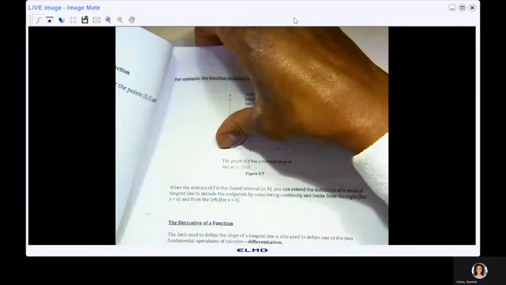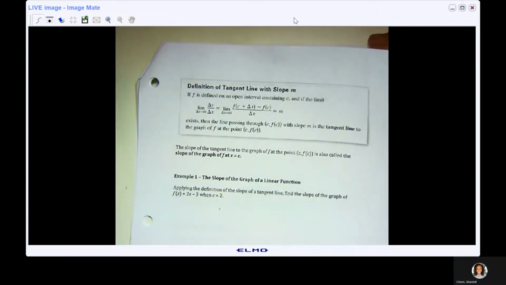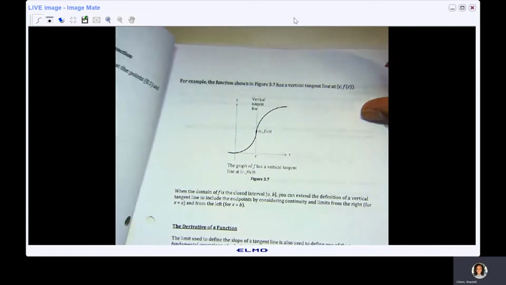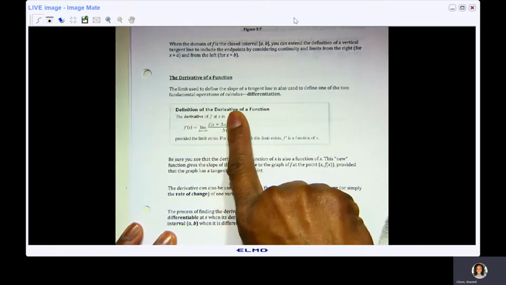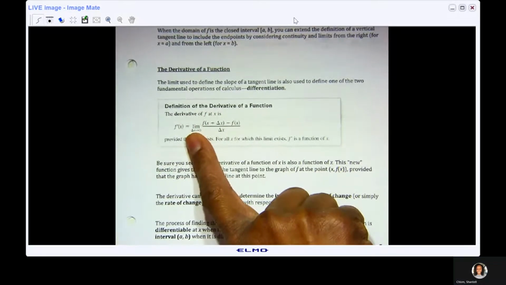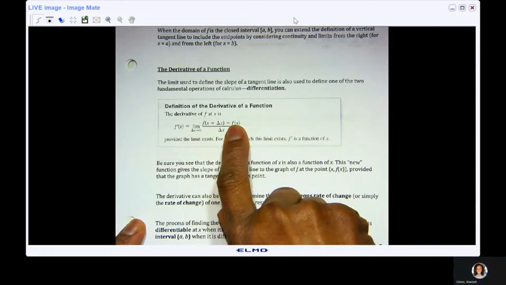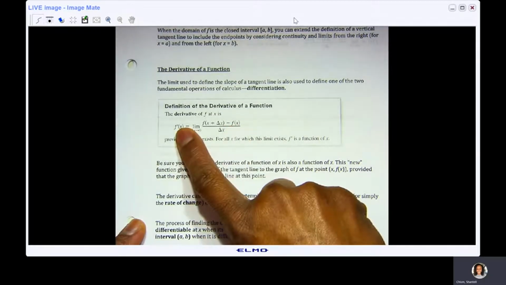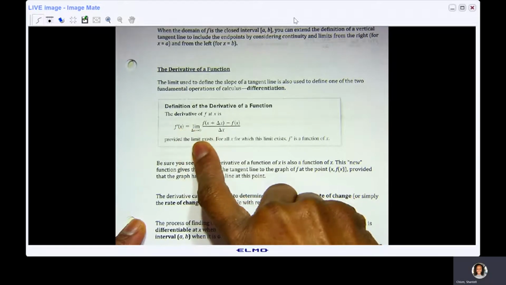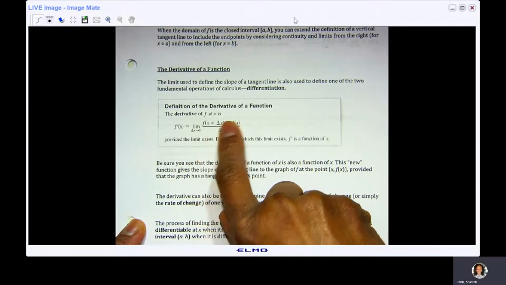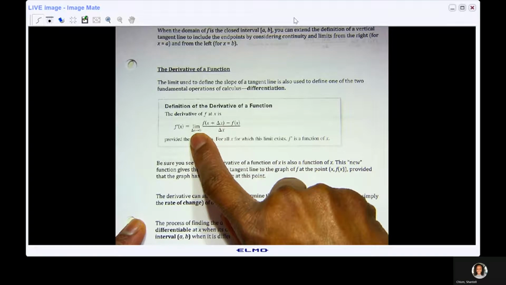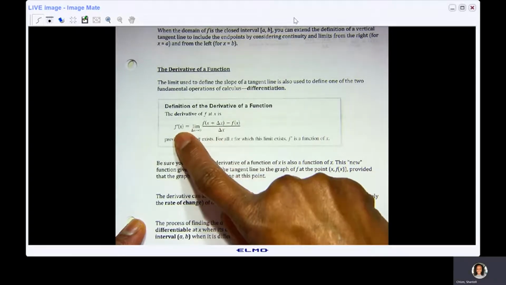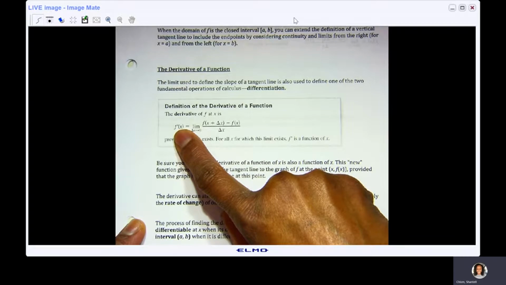So that was one of the most important things I really wanted to look at. And then that even takes us further into the definition of the derivative of a function. So that limit of the quotient is just our derivative. So when we take the limit of this difference, changing y over changing x, that is our derivative.